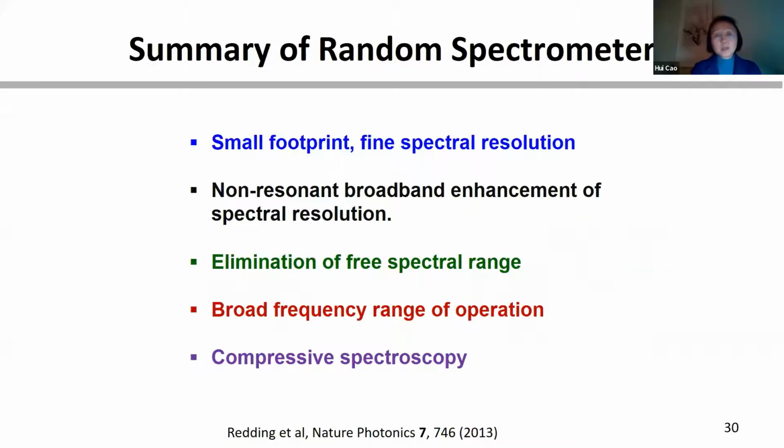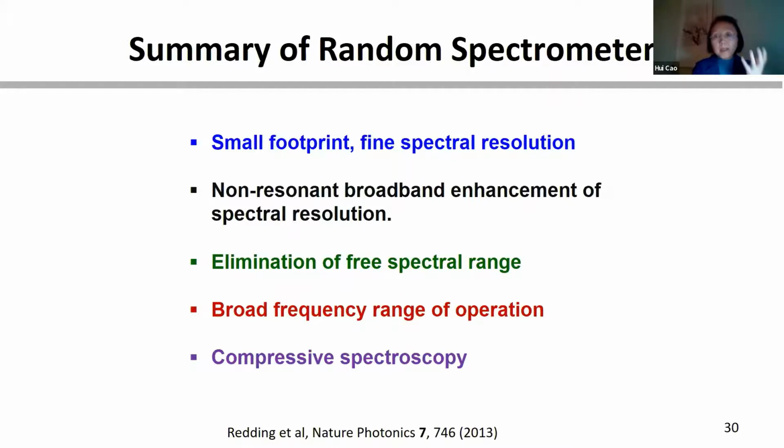So let me try to summarize the first part of my talk. I talked about this random spectrometer. Why is it good to use a disorder medium? We can have a small footprint. We can get a fine spectral resolution. That's because we can use multiple scattering to achieve non-resonant broadband enhancement of spectral resolution. In principle, if you want to trap light for a long time to enhance spectral resolution, I can also use a cavity. We can also do that.